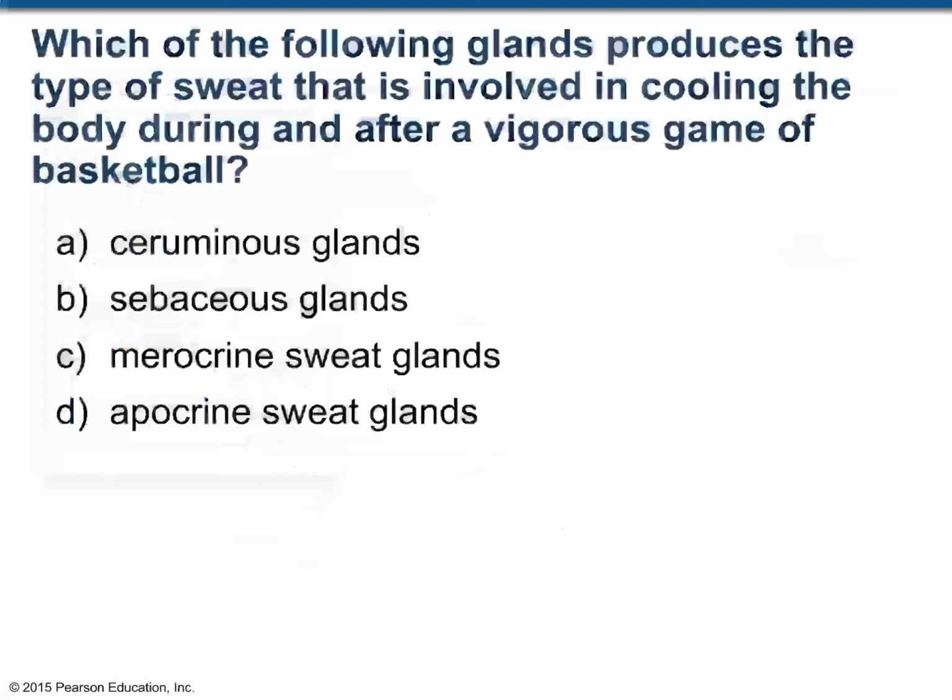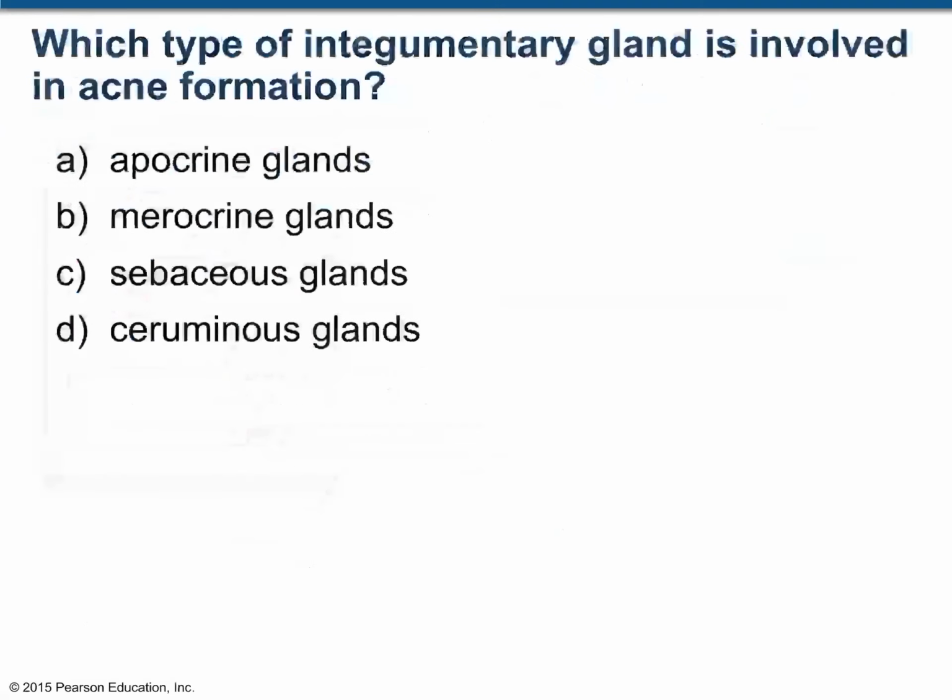So we have some questions to answer. Which of the following glands produces the type of sweat that's involved in cooling your body? The answer is letter C, merocrine. Which type of integumentary gland is involved in acne formation? Answer is C, sebaceous gland.